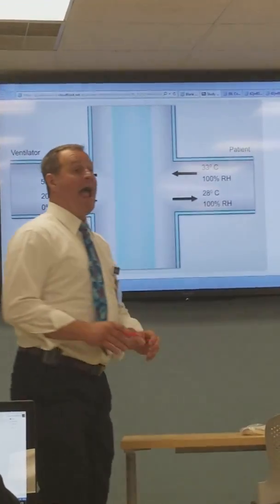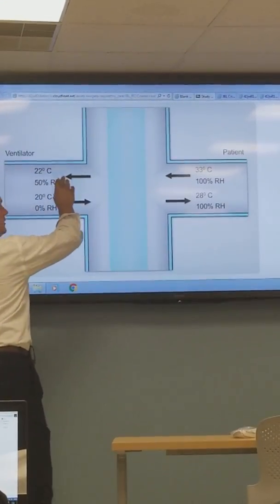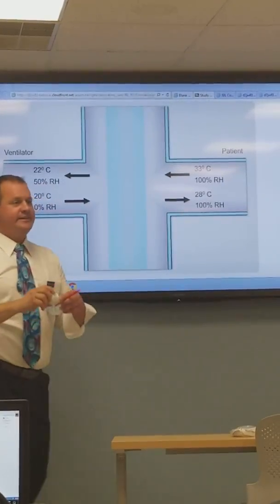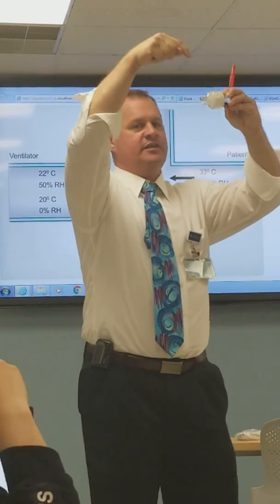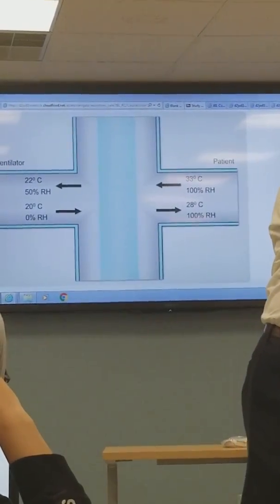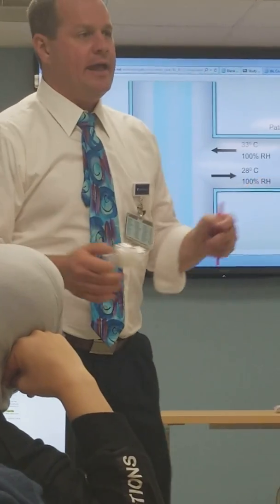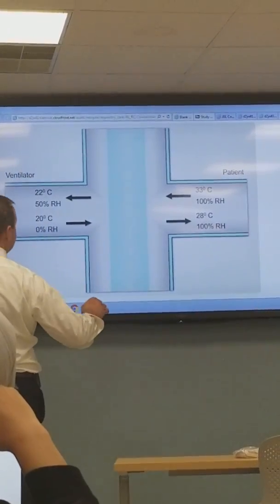However, what you have to recognize is during exhalation, your heat and your humidity is captured right there. Heat and humidity is captured. And so on the ventilator side, you will have a lower heat and a lower humidity. Make sense? Okay, so let me do it one more time because you must understand this concept for this test.